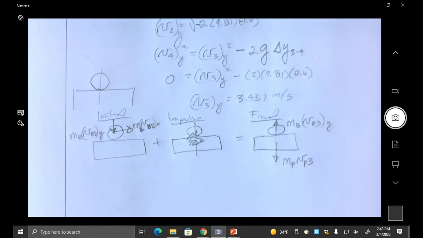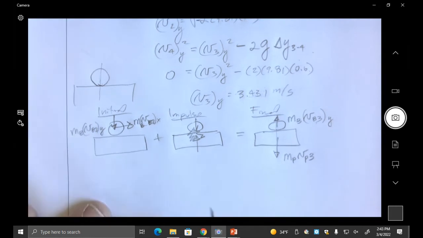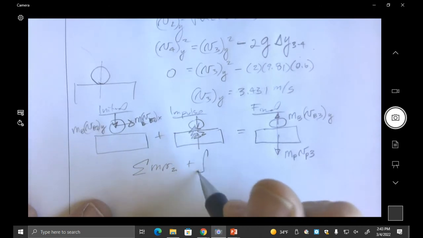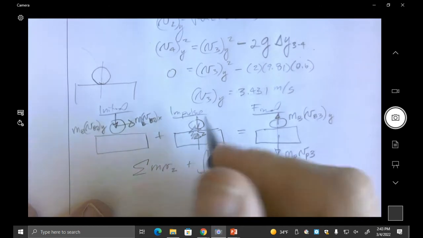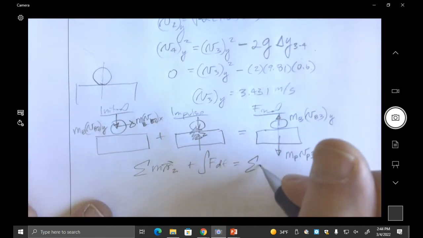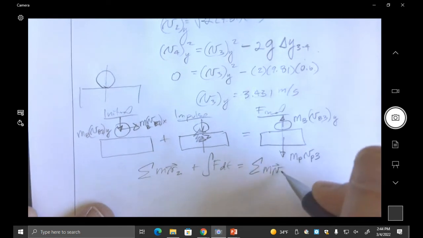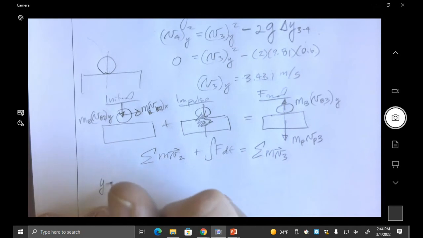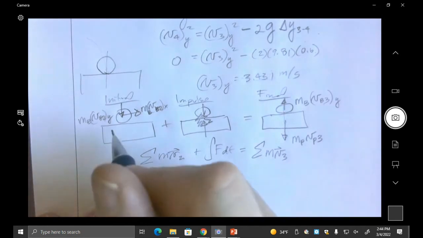If we want to find the velocity of the plate after, why aren't we knowing what it is before? Because it's not moving. Before the ball hits it, it won't move, so it's 0. So we're doing the sum of the momentum at state, I guess we decided to call it 3, plus the force dt, moving from state 2 to 3 here, equals the sum of the momentum at state 3. And so we do this in the y direction.